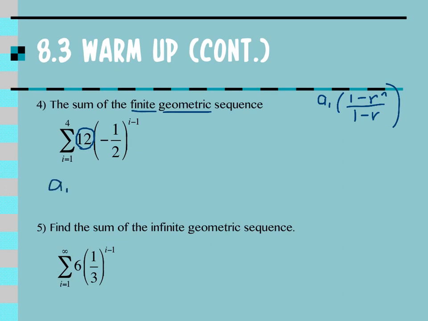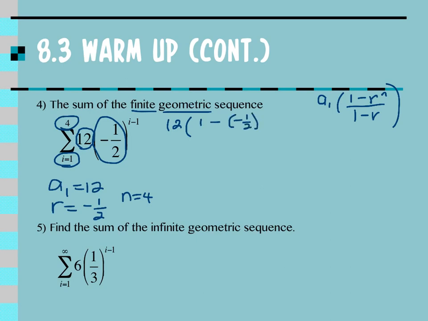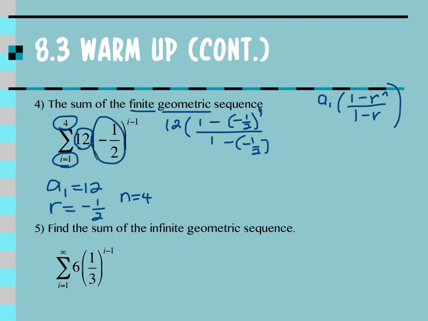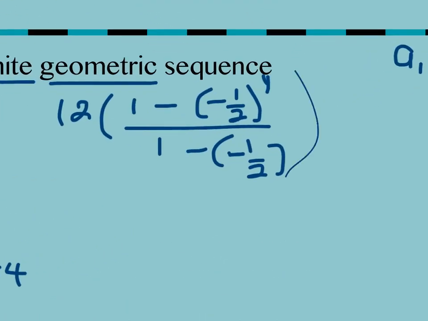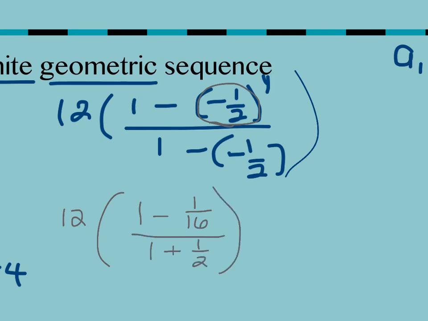so it's not the one that's being raised, that's your r. So a sub 1 here is 12, and then r is the one being raised to the power, that's negative 1/2, and then n, if the bottom number is 1, then n is the top number, which is 4. So I'd get 12 times 1 minus r, which is negative 1/2, raised to the n over 1 minus r, again negative 1/2. And then I've got to simplify it. So negative 1/2, I'll write the 12 on the front, 1 minus this 2 to the 4th power is 4, 8, 16. So this is minus 1 over 16 over 1 plus 1/2.